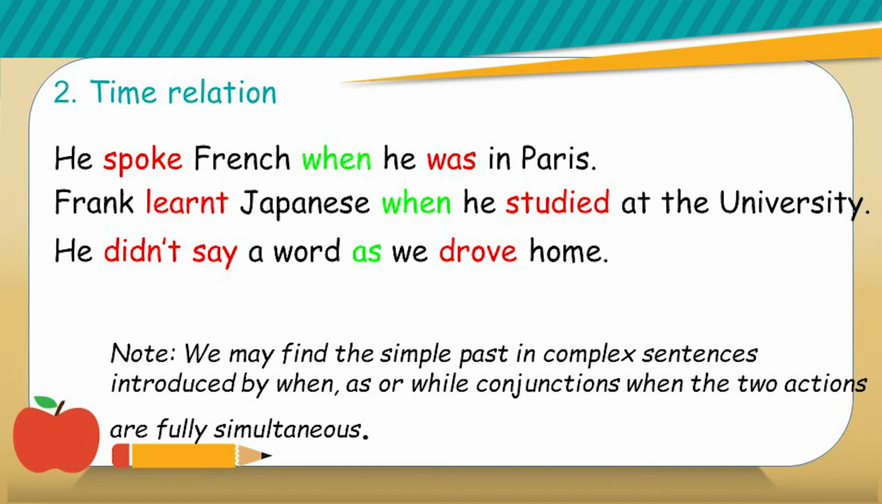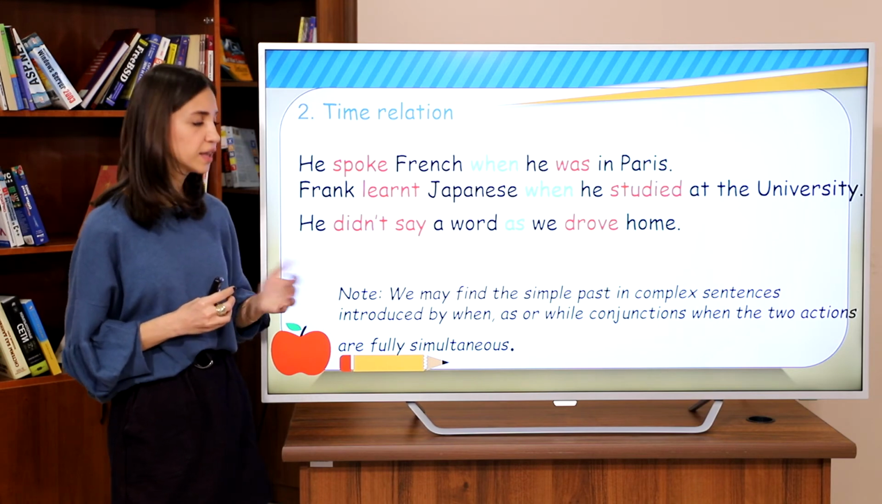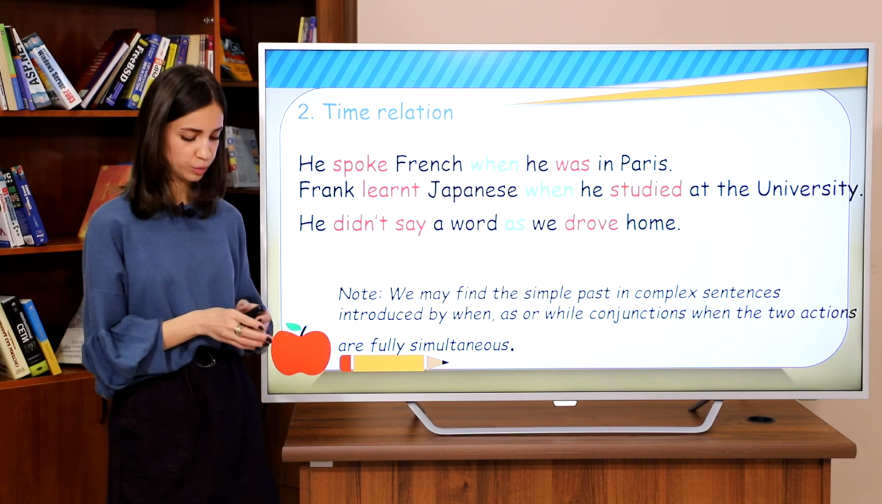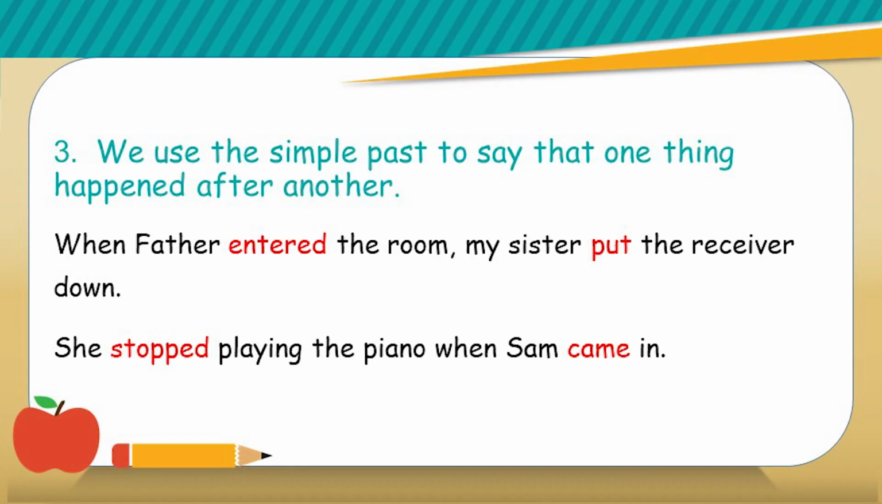We may find the simple past in complex sentences introduced by when, as or while conjunctions when the two actions are fully simultaneous. Այսպիսով, մենք կարող ենք օգտագործել անցյալ անորոշը բարդ նախադասություններում, եթե ունենք when, as կամ while եւ եթե տվյալ գործողությունները տեղի են ունեցել միաժամանակ անցյալում. So, we use simple past to say that one thing happened after another. Let's look at the example. When father entered the room, my sister put the receiver down. She stopped playing the piano when Sam came in.